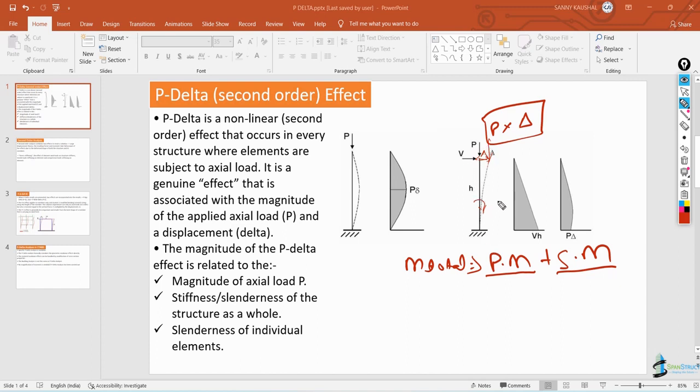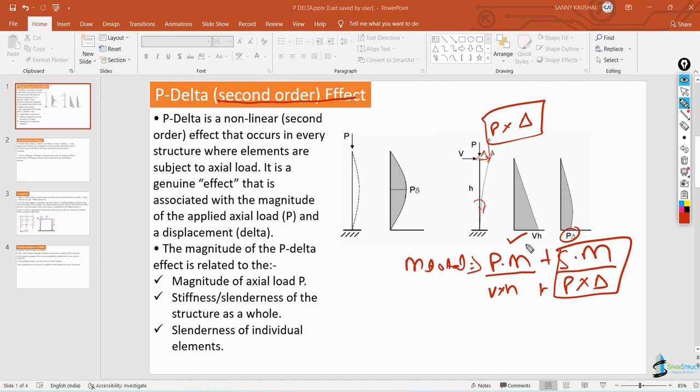So there are two types of moment that will occur when there are lateral forces and P applied to this column. Now the primary moment will be V multiplied by H, and the secondary moment will be P multiplied by delta, and this is what we call P delta, or we can call it a second order effect. Now look at the diagram here.